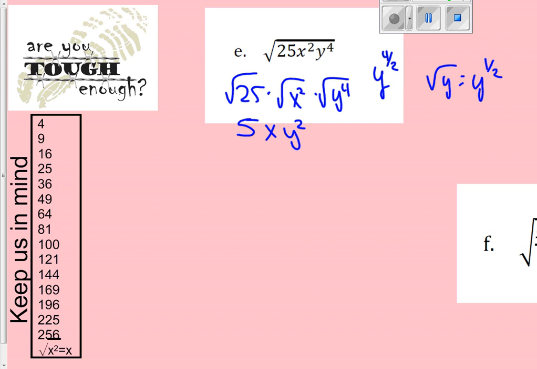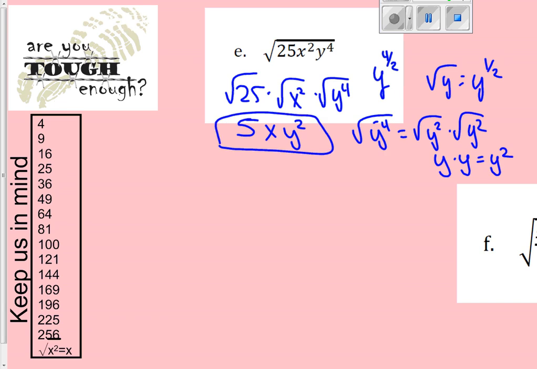Another way to think about that is that I can split apart y to the fourth into y squared times y squared, which is y times y, which is y squared. So that's going to be my answer.